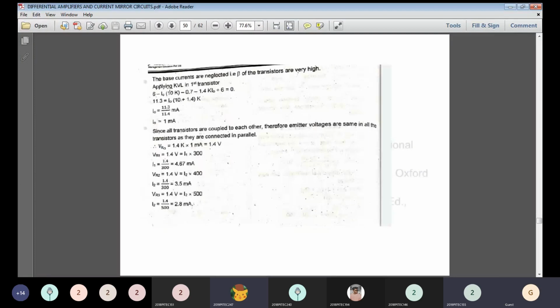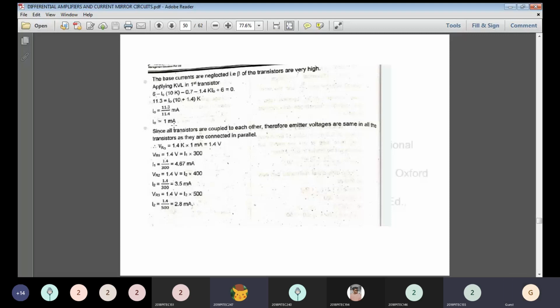So for calculating I0, we apply KVL to the first transistor. The sum of every voltage drop across the branches is equal to 0, that is KVL. So 6 minus I0 into 10K minus 0.7 minus 1.4K I0 plus 6 is equal to 0. So you take this I0 to the left side, and after calculating the remaining values, we get 1 milliamp.